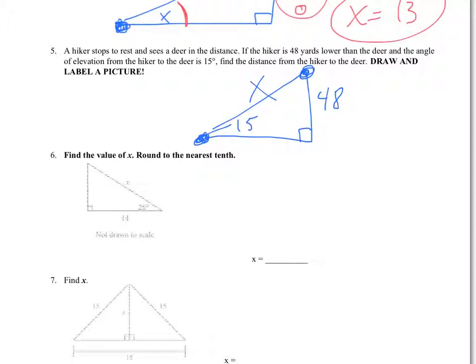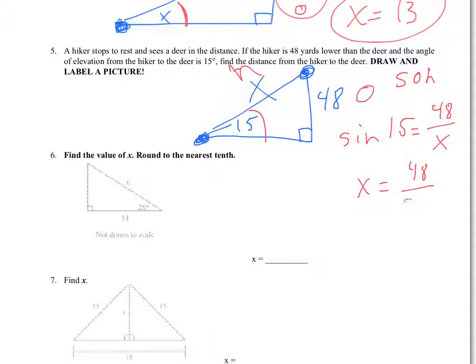Very similar to the last question. In reference to this angle, that's of course my hypotenuse, and 48 is opposite that. Same thing here, sine ratio. So the sine of 15 degrees is equal to the sine ratio of opposite 48 over hypotenuse, which is x. Shortcut, you recall, if we're dividing by the variable, we're going to end up with x equaling 48 divided by sine 15. When you do that, you get, rounded to the nearest tenth, 185.5 yards.